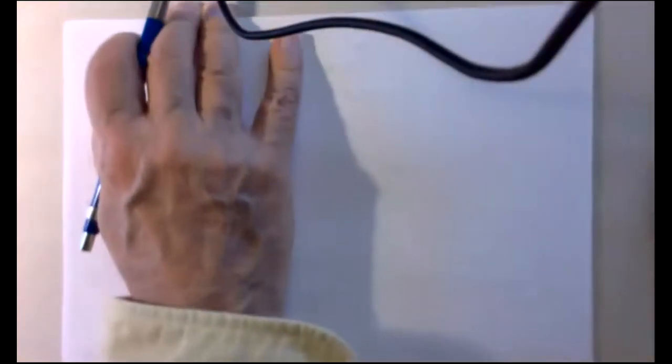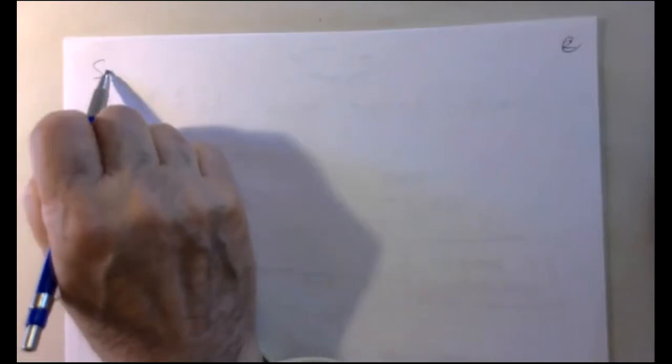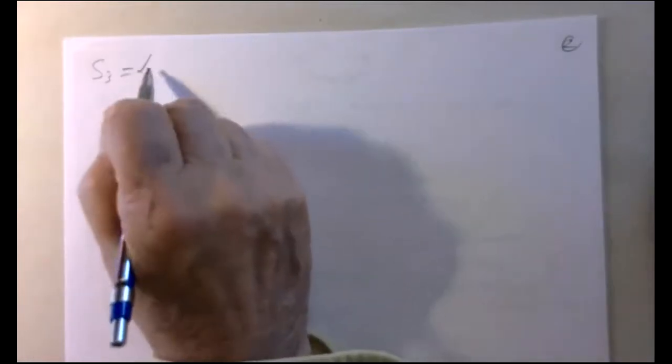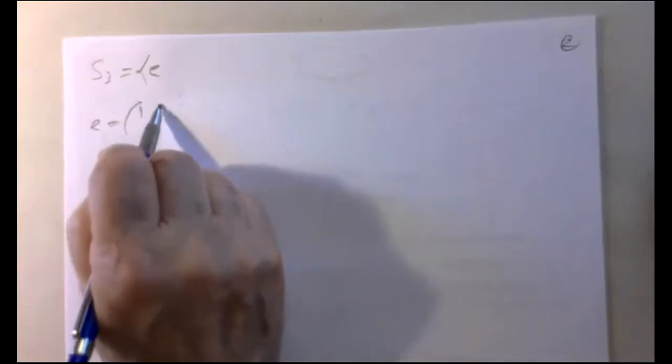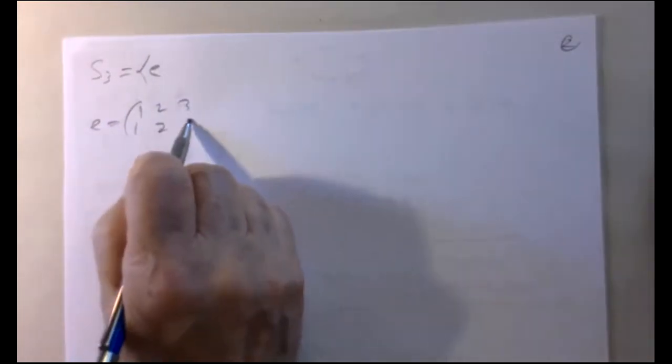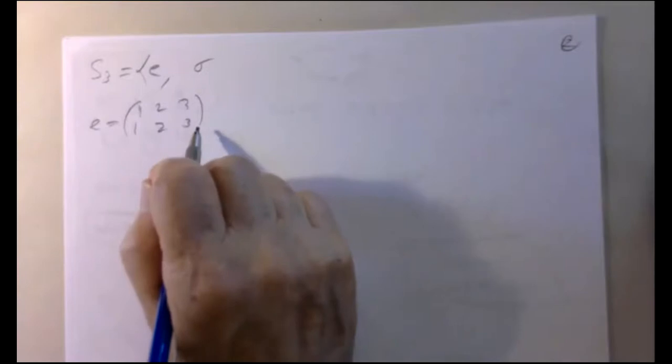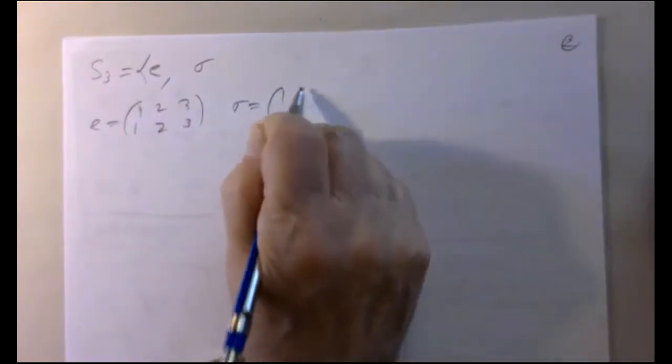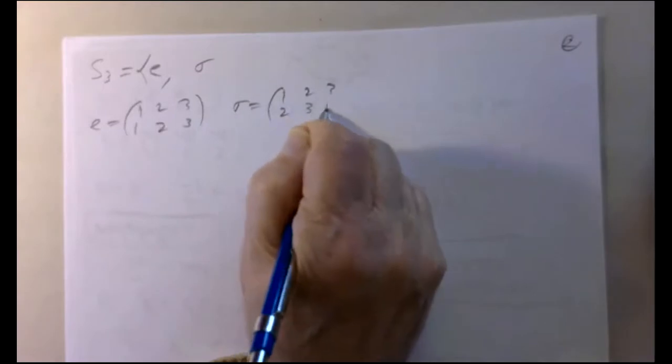So let's list all the permutations in S3. First of all, there's always the identity permutation that sends 1 to 1, 2 to 2, and 3 to 3. It sends everything to itself. We have the permutation sigma that I just wrote down, 1 to 2, 2 to 3, 3 to 1.